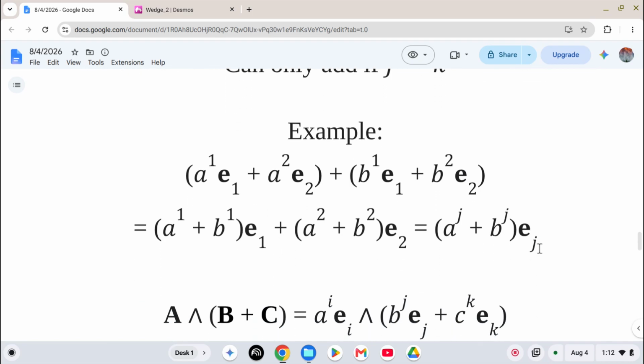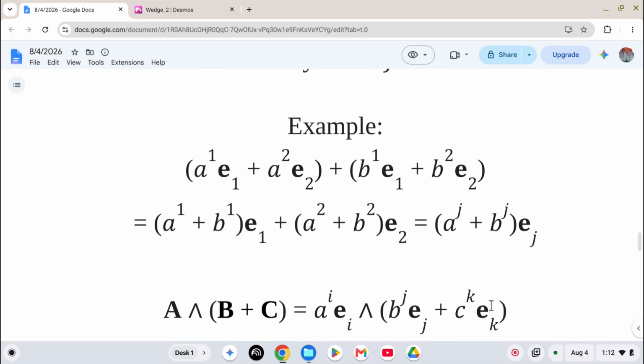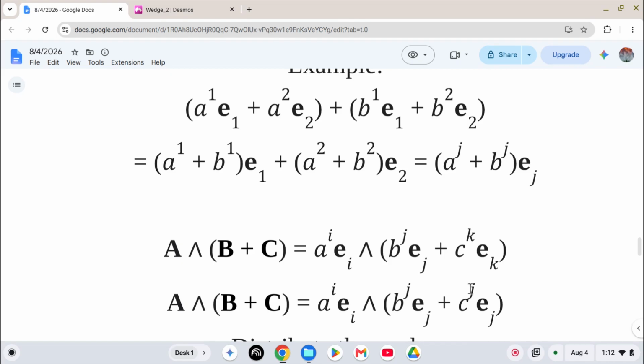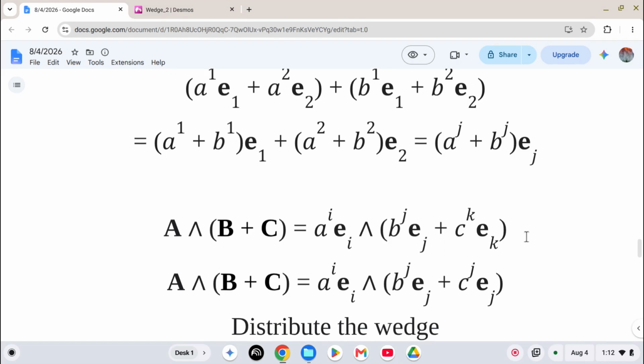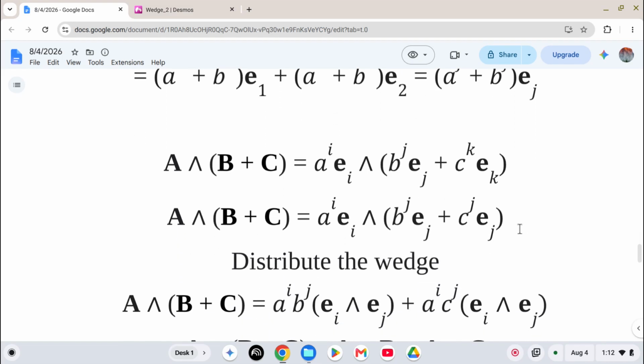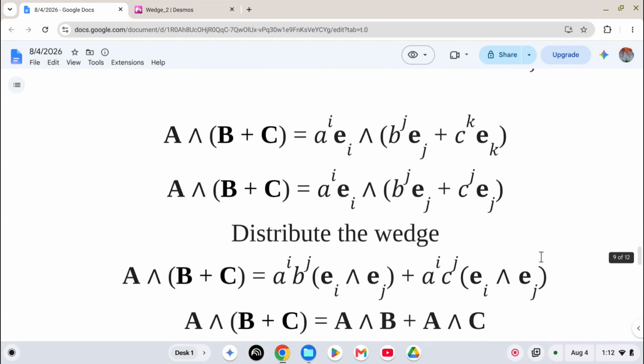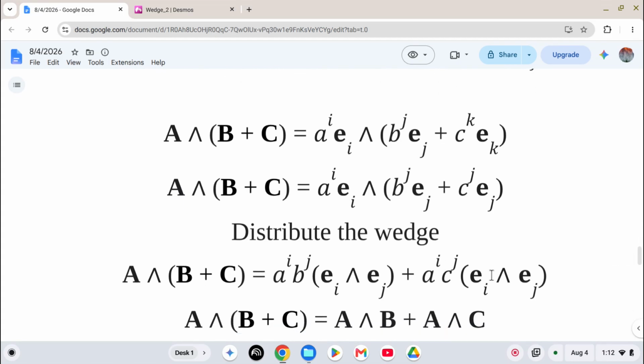So here's what we had. Now these are summation notations. We can call them anything we want, right? So we just change these K's to a J, and now we distribute the product, and we get this. So we pull the components out, we get EI wedge EJ. Pull these components out, we get EI wedge EJ. Now, what is that? Well, that's just A wedge B. And what's this? That's just A wedge C. So there's the proof. Okay?